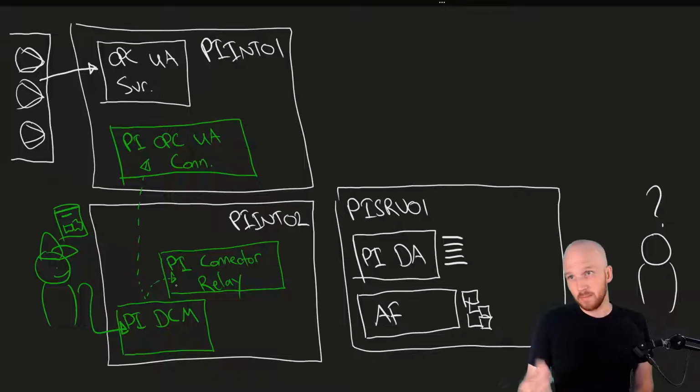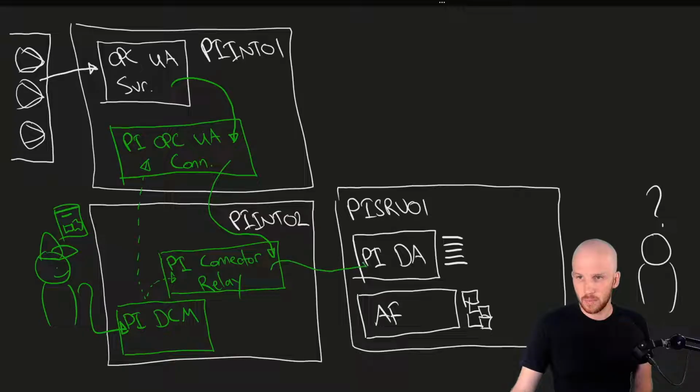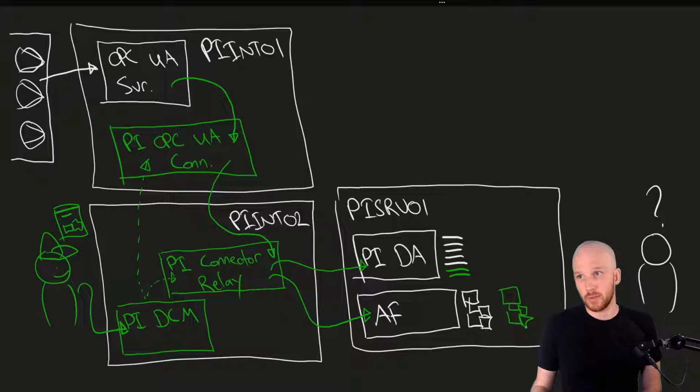So it will configure the connector and the connector relay to read from our OPC UA server right out to the relay, and then the relay will create tags on the data archive, and it will also automatically create a hierarchy on our asset framework server. It'll replicate the hierarchy that exists up in our OPC UA server.